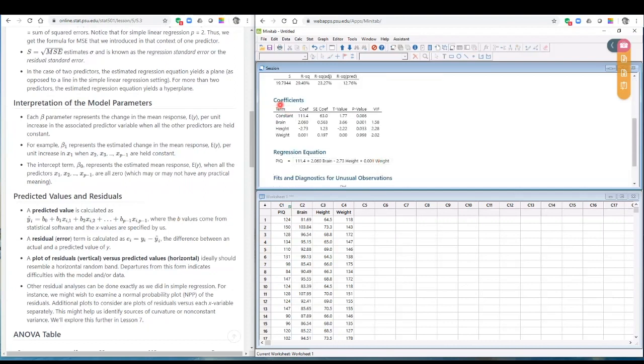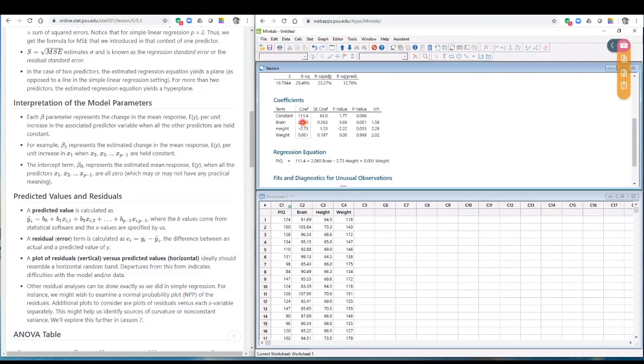Okay, let's go back to the coefficients table. So these were the numbers in my regression equation. 111.4 is B0, 2.060 is B1, B2 is minus 2.73, B3 is 0.001. What do these numbers mean? Let's look at the 2.060. Okay, this is how much we expect the response, PIQ, to change when we increase brain by 1 unit and keep height and weight fixed. Minus 2.73, to interpret that, we would say we expect PIQ to decrease by 2.73 if we were to increase height by 1 unit and keep brain and weight fixed. And then 0.001, to interpret that, we would say we expect PIQ to increase by 0.001 if we increase weight by 1 unit and keep brain and height fixed.